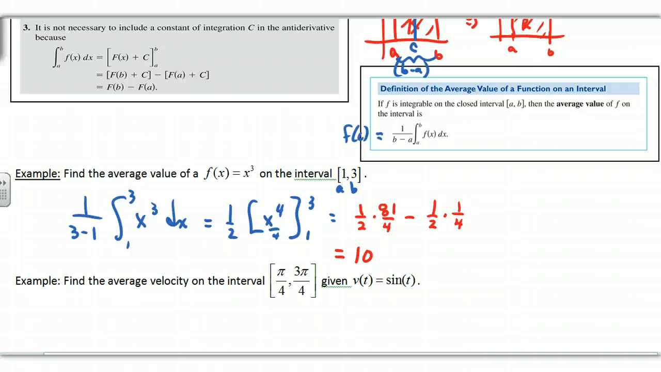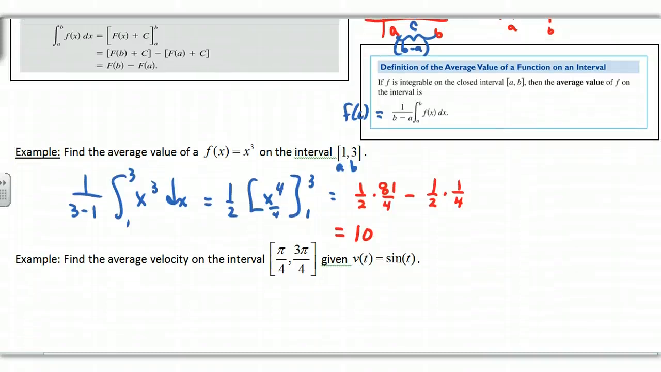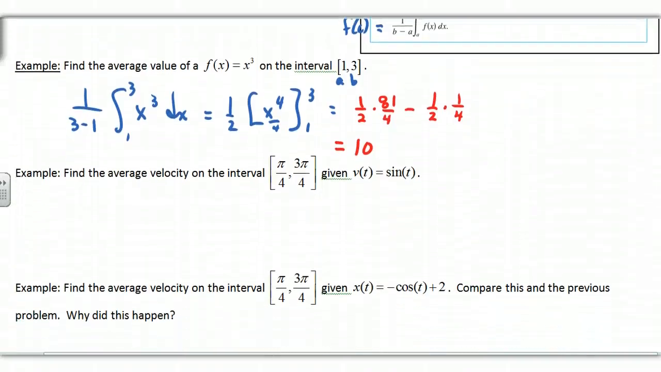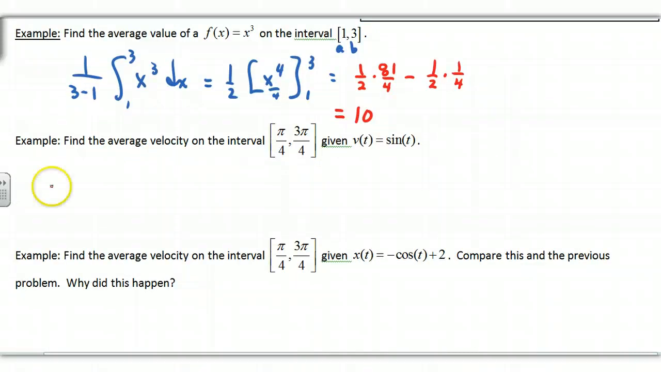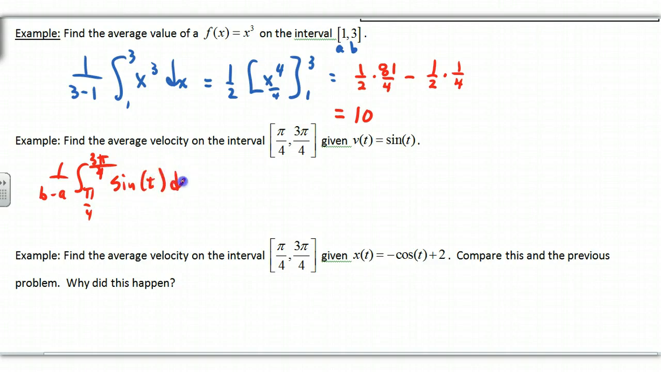Now moving on, if we find the average velocity, why don't you go ahead and do this one. Average velocity means that we would take 1 over b minus a. Since I give you the velocity, I'm asking for velocity, then you have to integrate and then divide back. And so this is from pi over 4 to 3 pi over 4. Go ahead and do this, pause, and then I'll just have the result up here and then talk about it a little bit more.